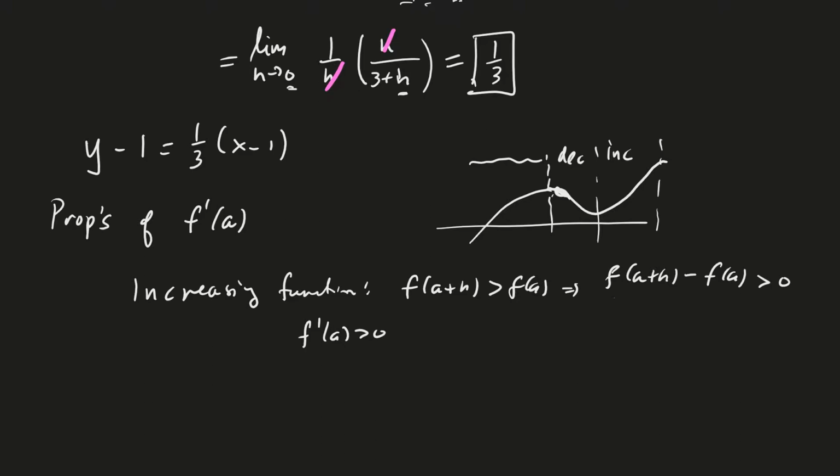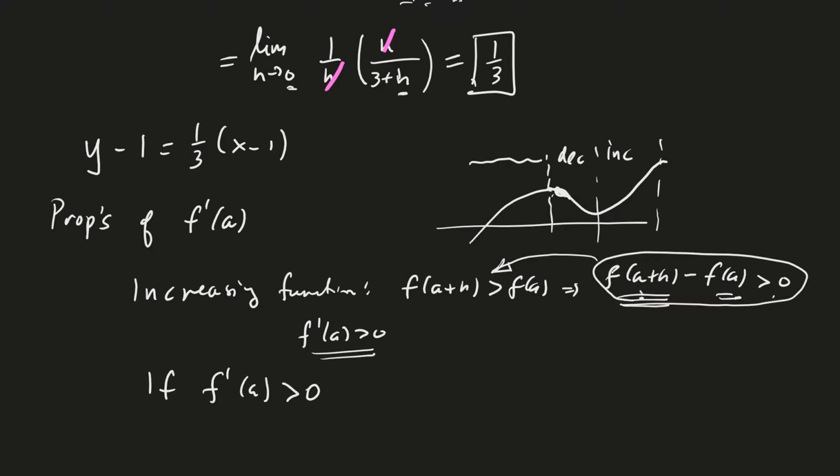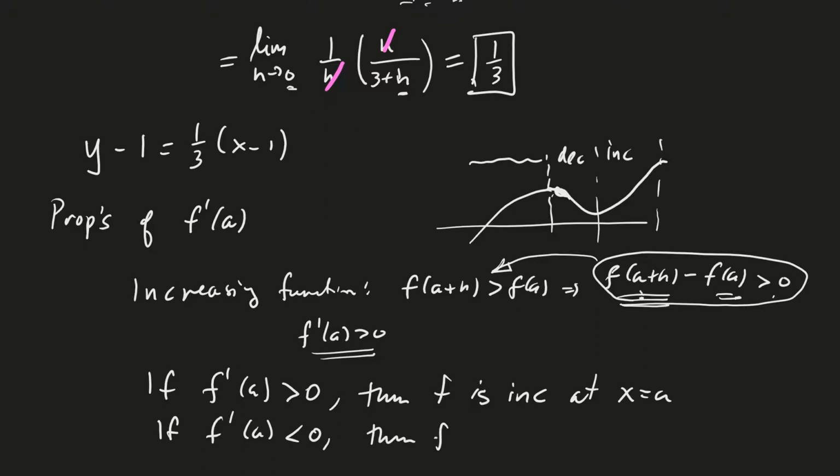Similarly, you could go backwards and say, suppose that f prime of a is greater than 0. That means that if h is positive, f of a plus h is bigger than f of a, and so your numerator is going to be positive. So the upshot of that is that if f prime of a is greater than 0, then f is increasing at x equals a, and if f prime of a is negative, then f is decreasing at x equals a.